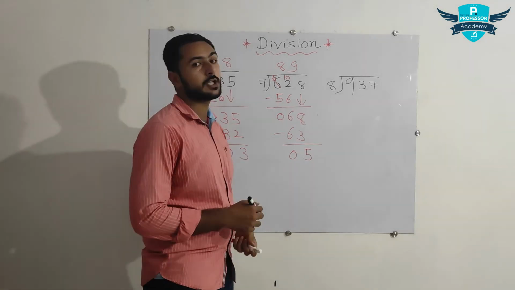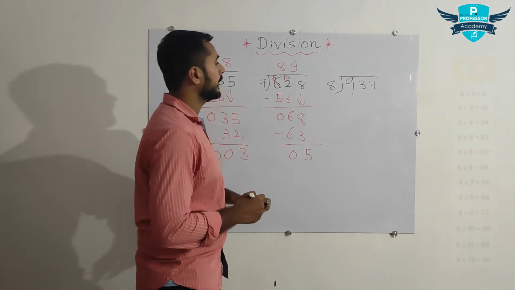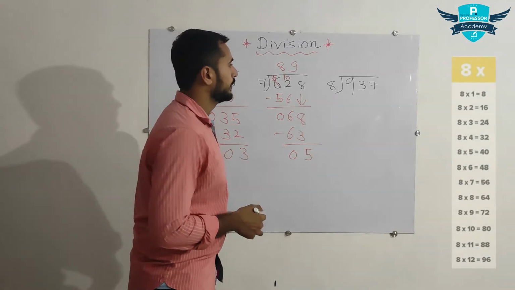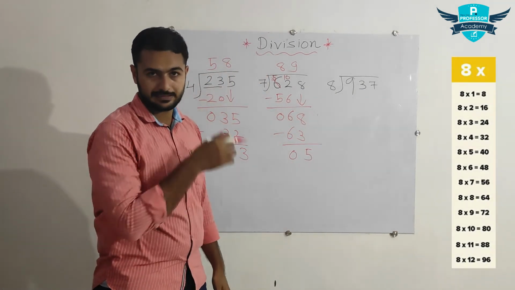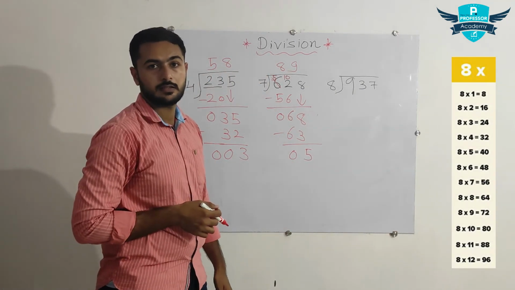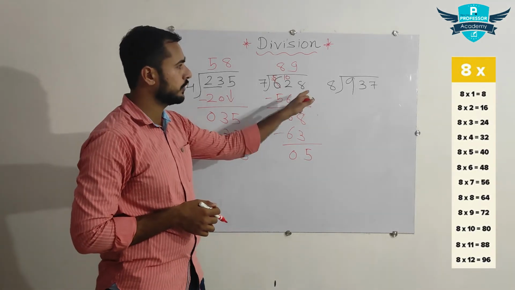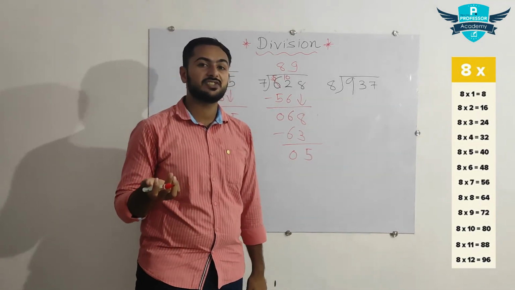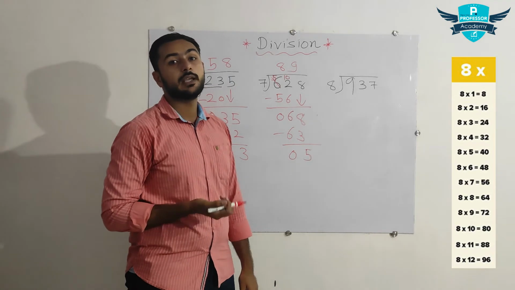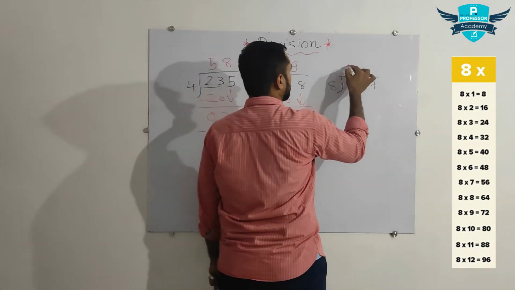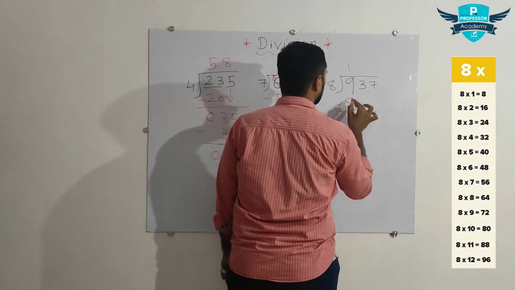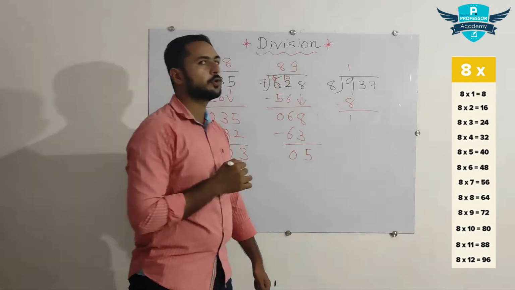It means we need to recall the table for number 8. So it's there. Now, can you find 9 in the table of 8? Is it there? No. So what will we do? 8 ones are 8, 8 twos are 16, but 16 is bigger than 9, so we will use the smaller number. 8 ones are 8. So subtraction and here we get 1.